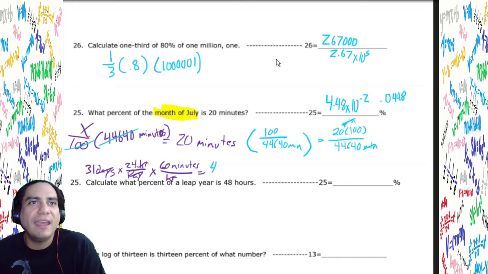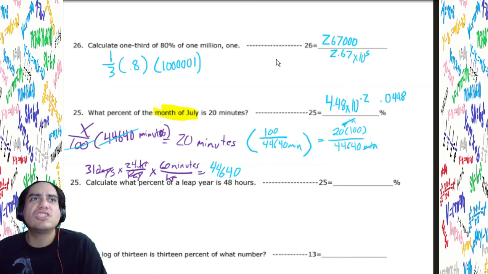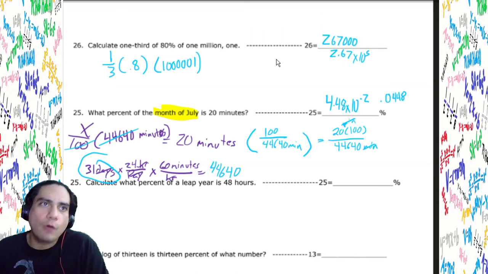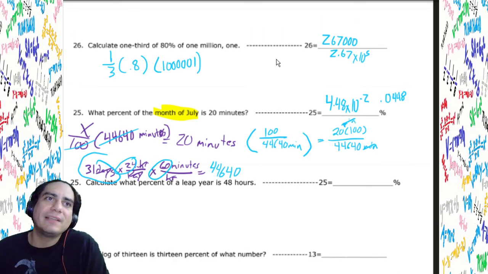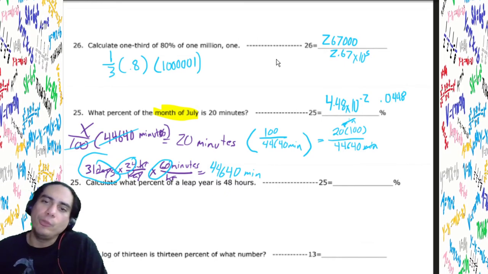Okay, so at the end of the day, I hope you understood what's going on. We did a little conversion. We changed the 1 month of June into 31 days. Change that into hours by multiplying by 24 right here. Then we change that into minutes by multiplying by 60. And that gave us 44,640 minutes. And now we can do the problem, okay?